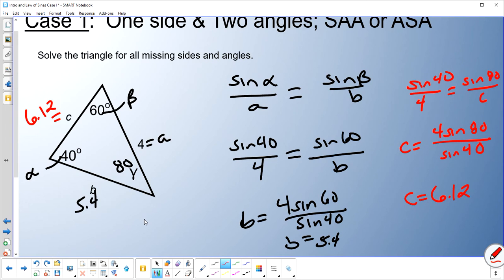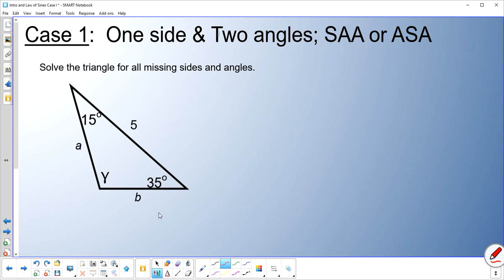Another thing to keep in mind to quickly check your work, to make sure that everything makes sense, is, remember we've talked about earlier in the year, the smallest angle always has to be opposite the smallest side. So 40 and 4 are the smallest, that makes sense. 60 and 5.4, 80 and 6.12. Everything adds up. The smallest angle across from the smallest side, the largest angle across from the largest side, and obviously the one in the middle should be the middle value.